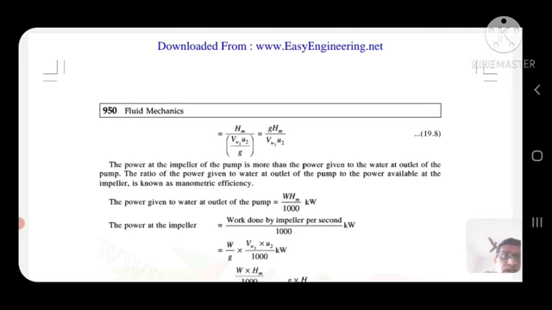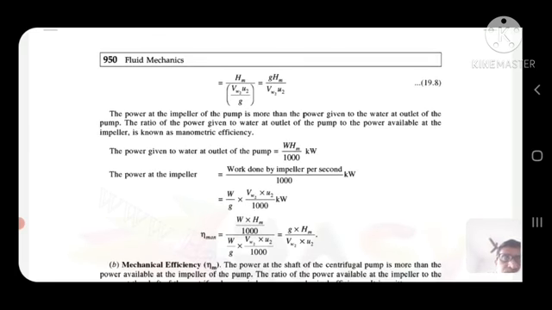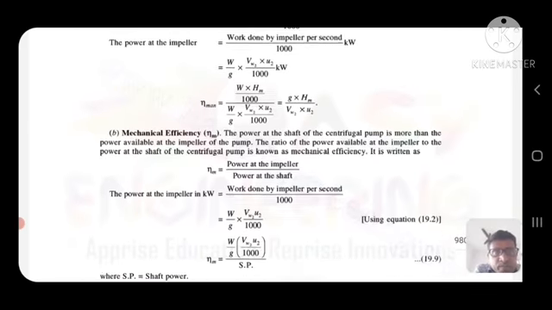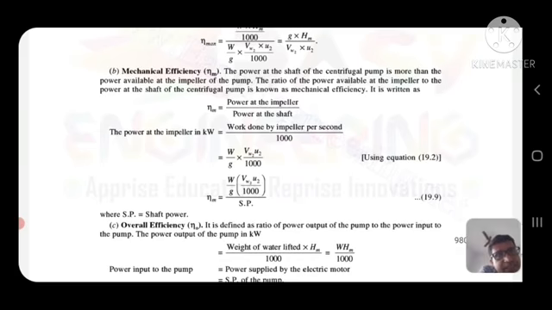The ratio of the power given to water at outlet of the pump to the power available at the impeller. The power given to the water at outlet of the pump is W HM by 1000 kilowatt. The power at the impeller is work done by impeller per second by 1000, so W by g, Vw2 U2 by 1000. So eta is W HM by 1000 divided by W by g, Vw2 into U2 by 1000, that is equal to g HM by Vw2 U2.